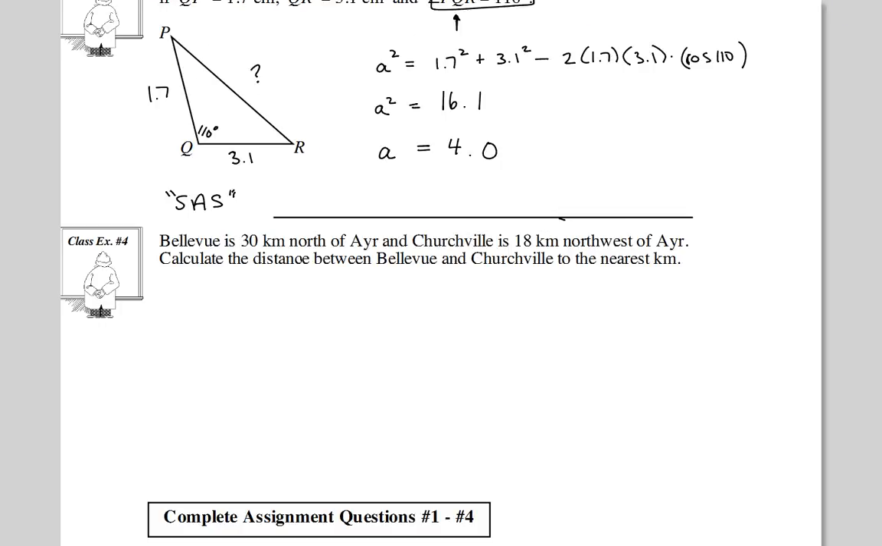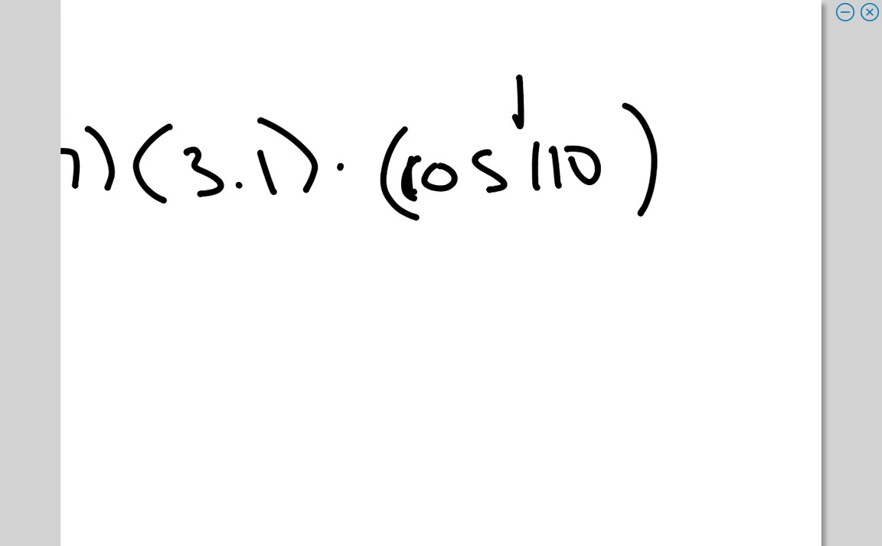It doesn't have to be. It's just multiplication. It's all just multiplication. I like to put the cosine in the brackets because it's like, this is just some number. Cosine of 110 is just some number. That's why I like to put it in brackets.